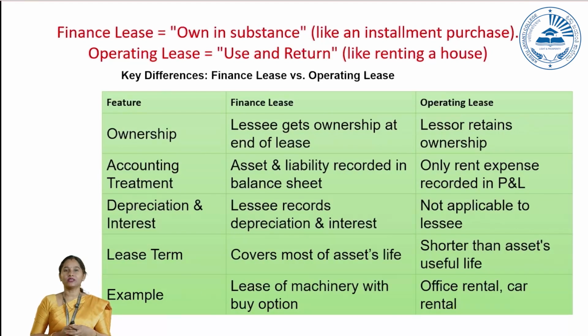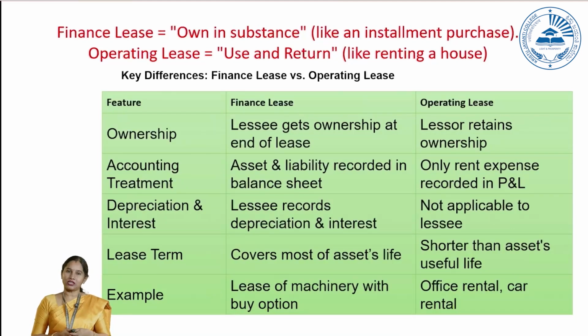I have given the differences between financial lease versus operating lease. In a financial lease, the lessee gets ownership at the end of the lease period. But in an operating lease, the lessor retains ownership. There won't be any transfer of ownership from one person to another. With regard to accounting treatment, assets and liabilities are recorded in the balance sheet for a financial lease. If you take the operating lease, it will be recorded only in the profit and loss account.